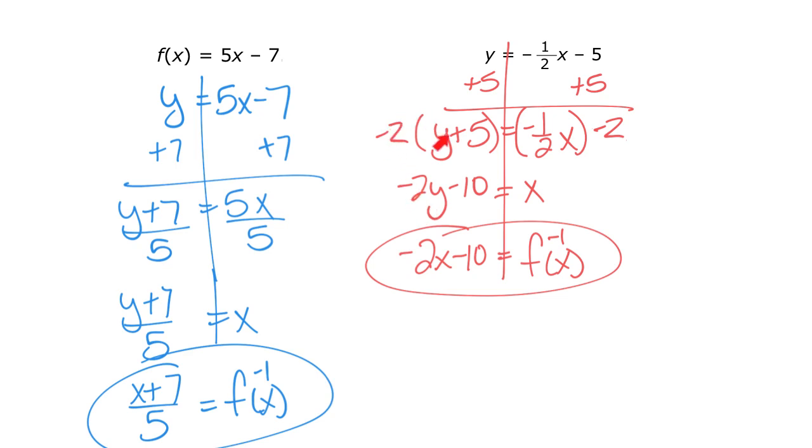Over on the left-hand side, I would use the distributive property here, and I would get -2y minus 10 equals x, and then I rewrote that with x as the variable.